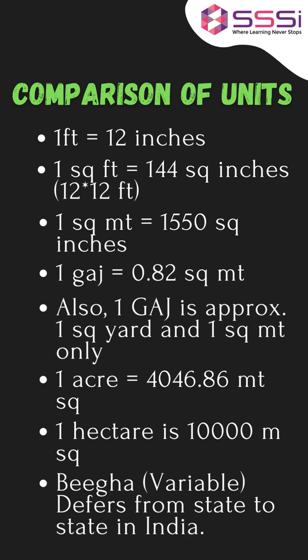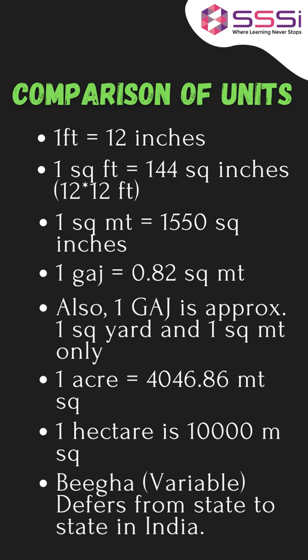1 foot is equal to 12 inches. 1 square foot is equal to 144 square inches. 1 square meter is equal to 1550 square inches. 1 gauge is equal to 0.82 square meter. Also, 1 gauge is approximately 1 square yard and 1 square meter only.